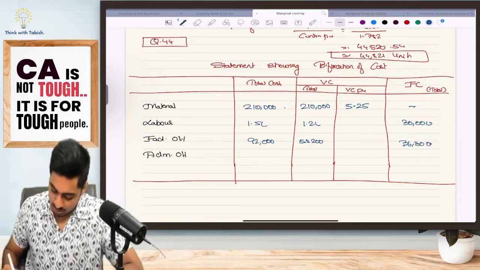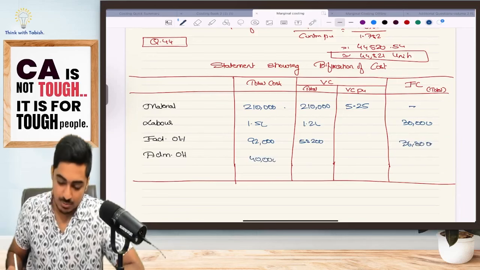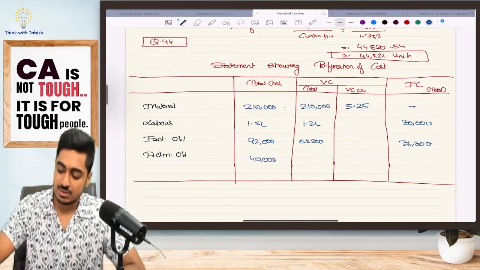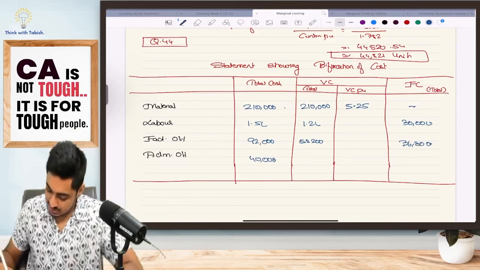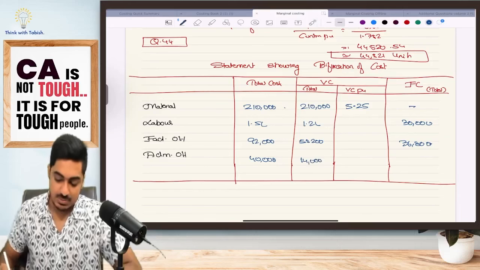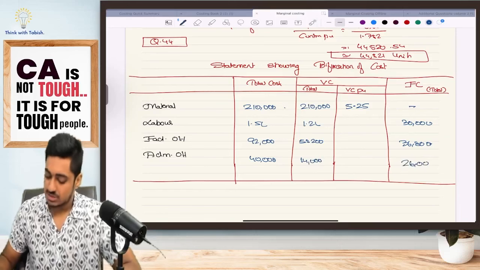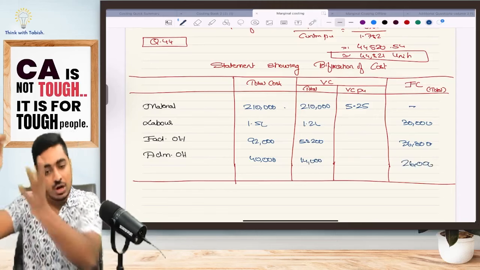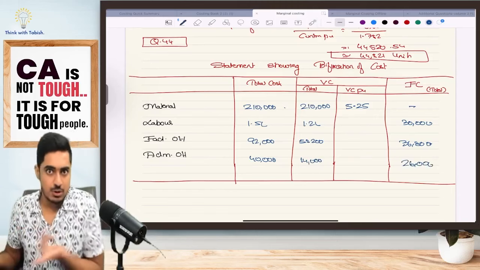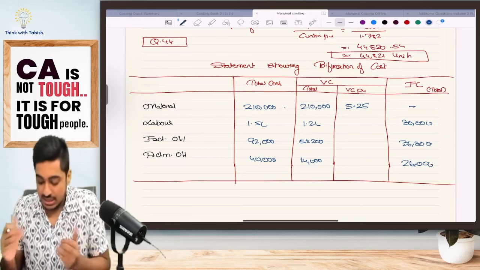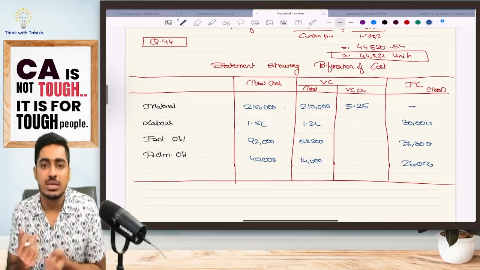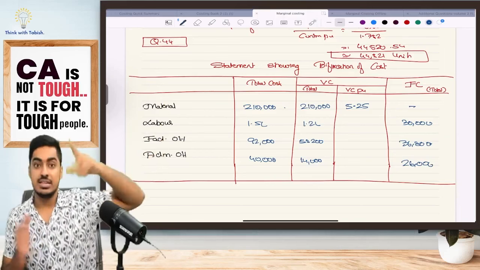Yes, sir. Admin overhead: 40,000 is my total amount. 35% is variable, that means 14,000 is variable. Balance 65% is fixed, 26,000 is fixed. Yes or no, everyone? Yes, sir. Fixed cost I want on total basis, and I am having it on total basis, no tension. Variable cost I want on per unit basis, but I am having it on total basis. There is a tension.